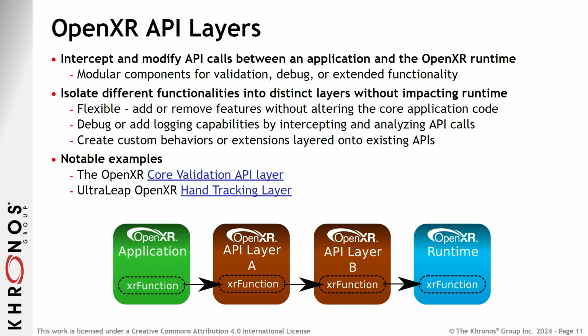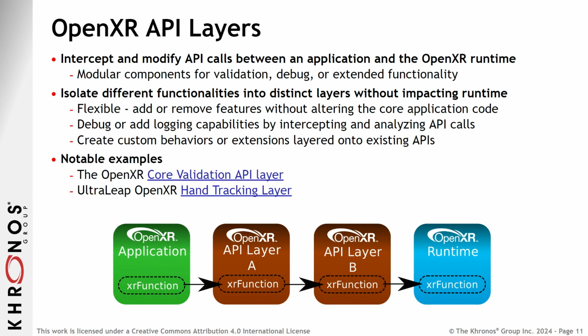Let's dive a little bit deeper into the OpenXR API layers feature. OpenXR API layers allow you to intercept and modify API calls between the application and the OpenXR runtime. So you can develop modular components that allow you to do validation, debug, or extended functionality. You can isolate different functionalities into distinct layers without impacting the runtime code. This gives you flexibility to add and remove features without modifying your application. You can debug or add additional logging capabilities by intercepting and analyzing these API calls, or you can create completely custom behaviors or extensions layered onto the existing APIs or other extensions.